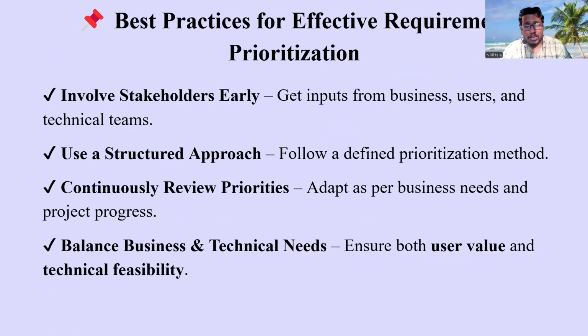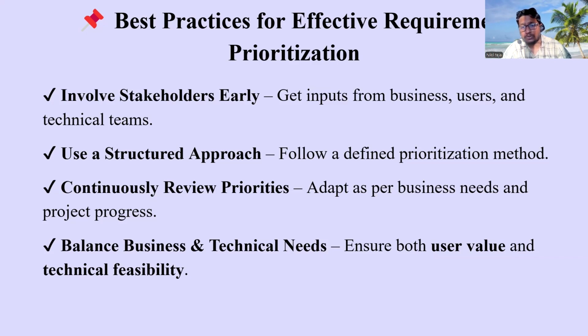This is the last slide, guys. Best practices for effective requirement prioritization, right? While doing prioritization, you need to involve external stakeholders as well as internal stakeholders, so that you can take their perspectives and their input, and you can build the best feature, best user story, best project which is required by the end users or the client. So get inputs from business users and technical teams.